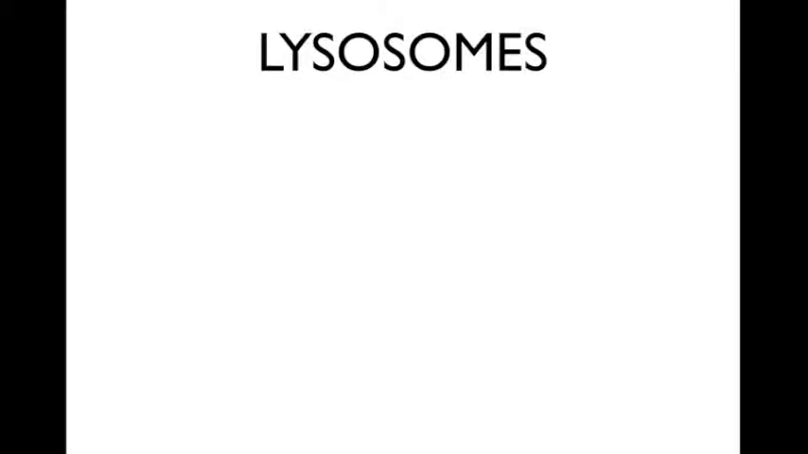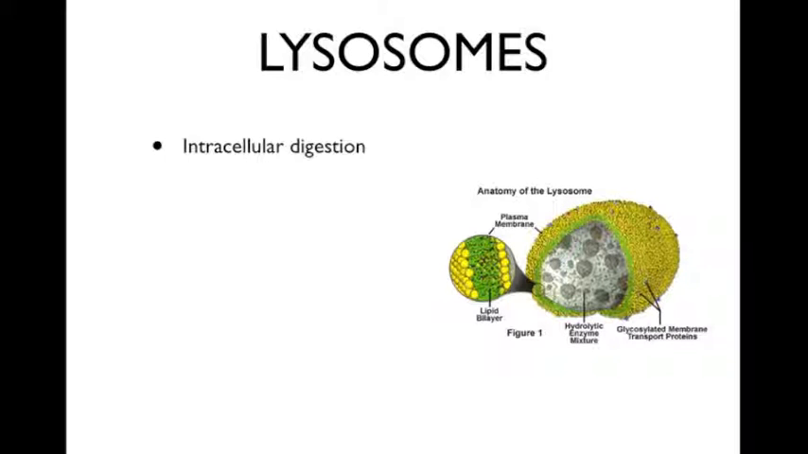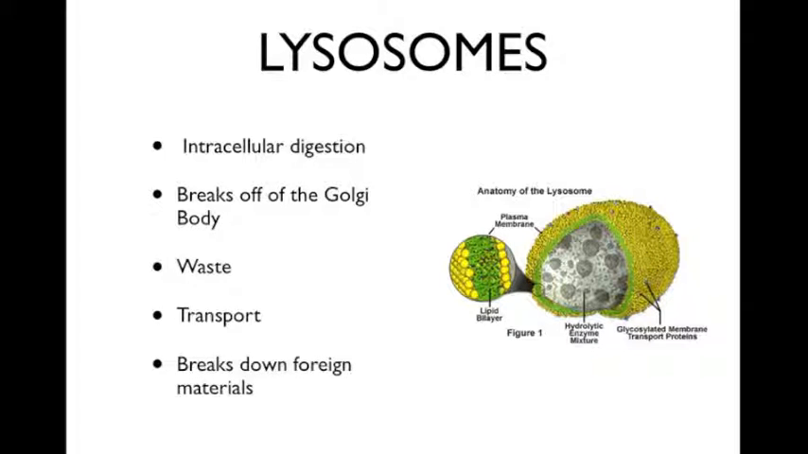Next, we're going to talk about lysosomes. Lysosomes are in charge of intracellular digestion. Vesicles will go into the Golgi body and come out as lysosomes. They're in charge of waste transport, and they break down foreign materials.